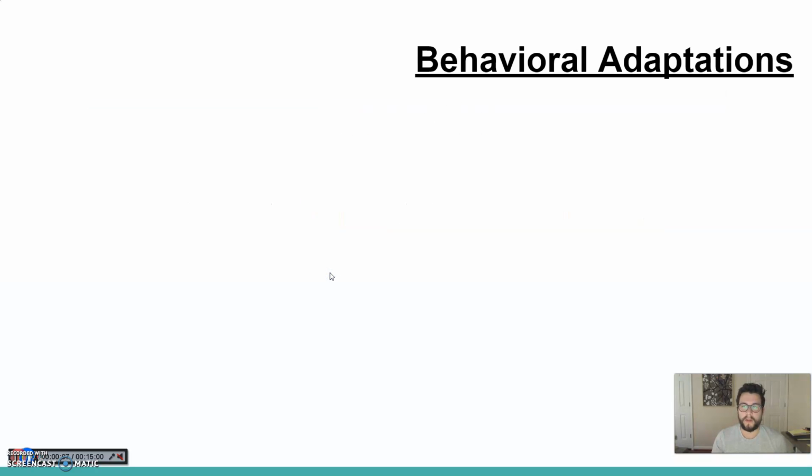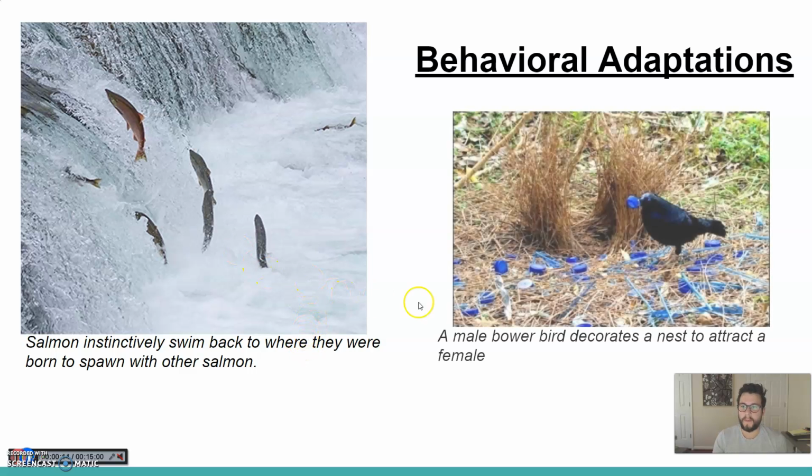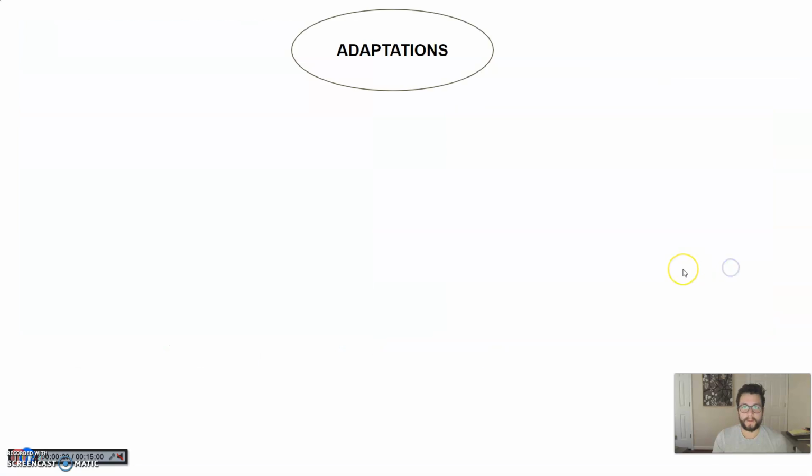Let's get started with some examples here. We've got salmon. They're swimming back to where they were born to spawn with other salmon. We've got the male bowerbird here who is decorating his nest to attract a female. These are all behavioral adaptations.